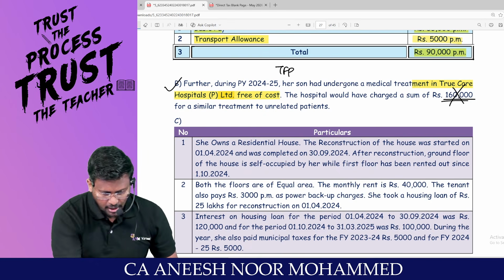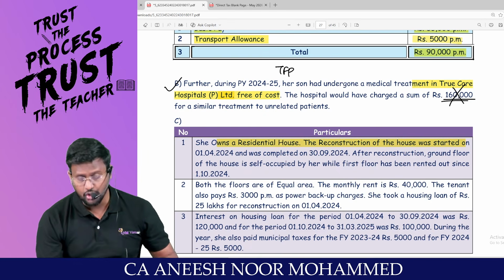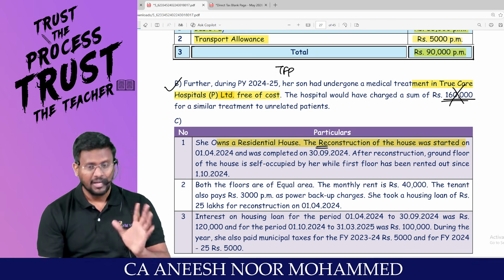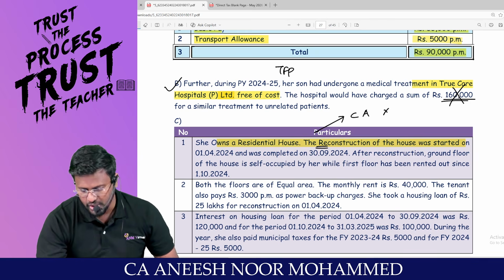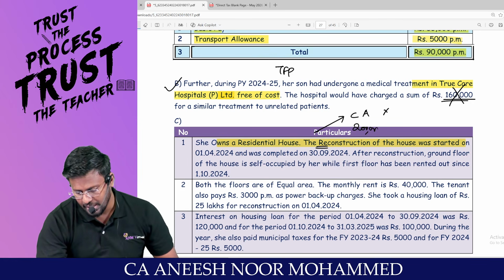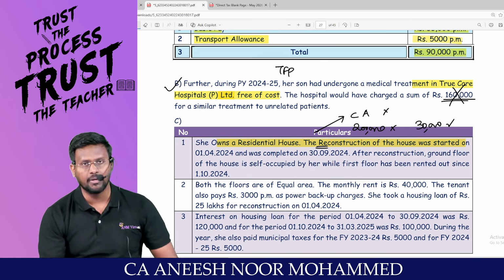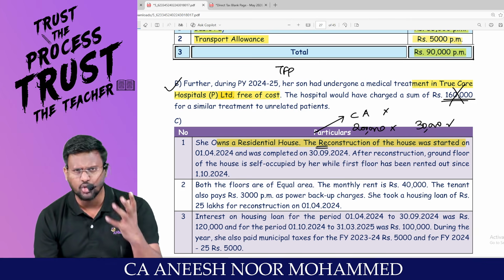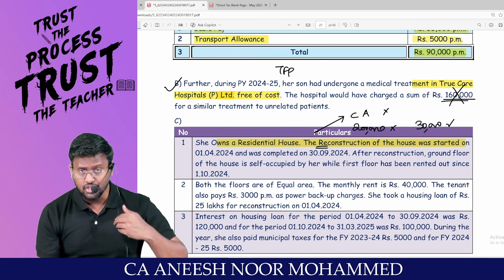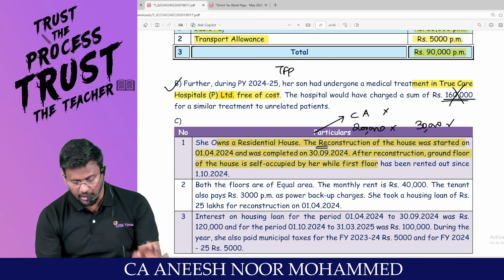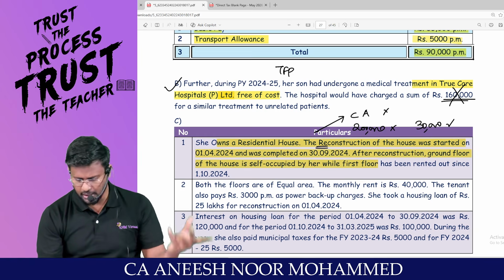Point number C. She owns a residential house. Okay, sir. The reconstruction of the house. The reconstruction. It's not construction or acquisition. That means the maximum higher limit of 2 lakh cannot be claimed. Maximum 30,000 can only be allowed. One word creates this much of provision. Reconstruction of the house was started on 1/4/2024 and was completed on 30/9/2024. 6 months it took for reconstruction.